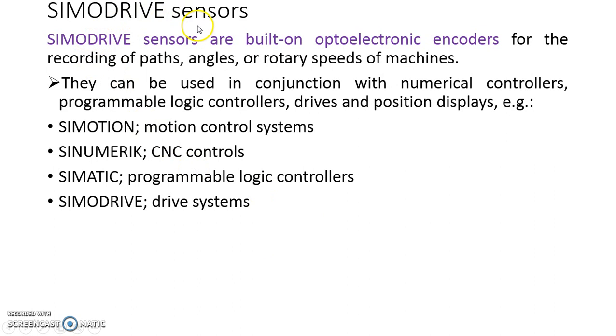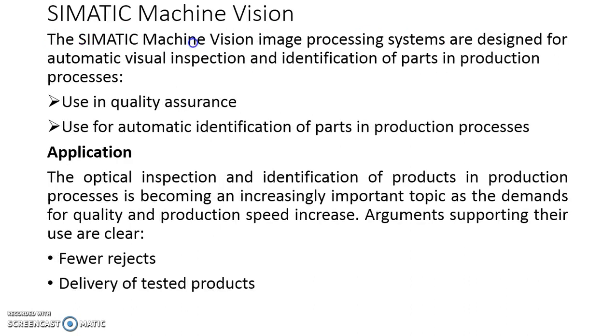SIMODRIVE sensors are another type. They are built on optoelectronic encoders for recording path, angles, or rotary speeds of machines. They can be used in conjunction with numerical controllers, programmable logic controllers, drives, and position displays, for example motion control systems, CNC control, SIMATIC programmable logic controls, and SIMODRIVE drive systems.